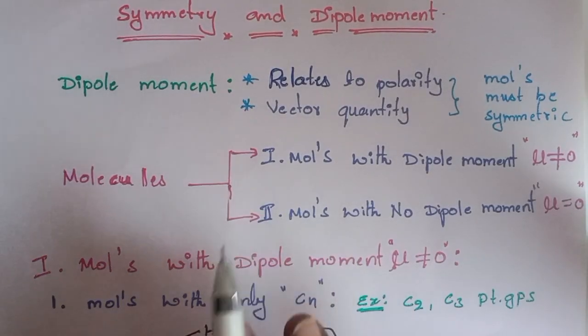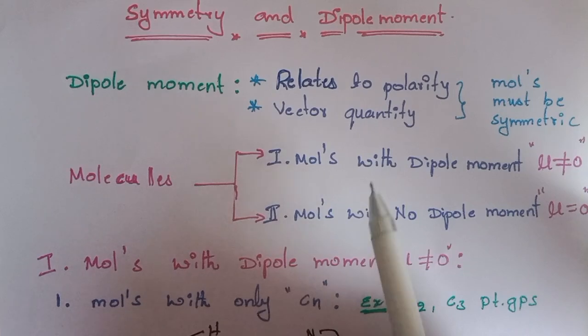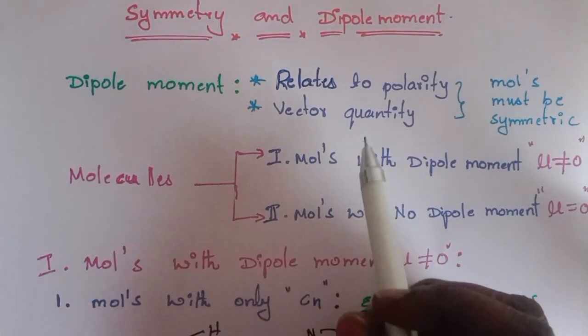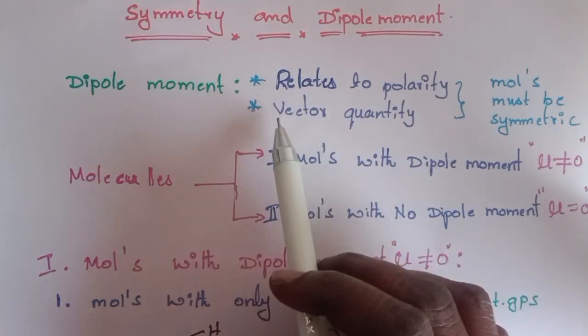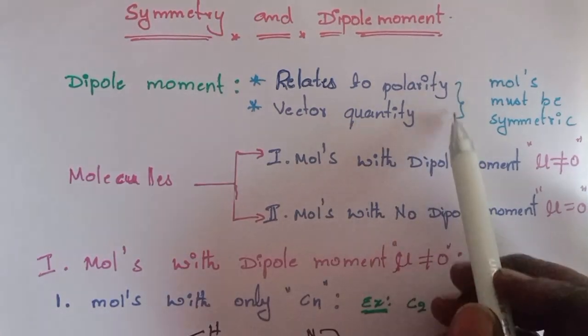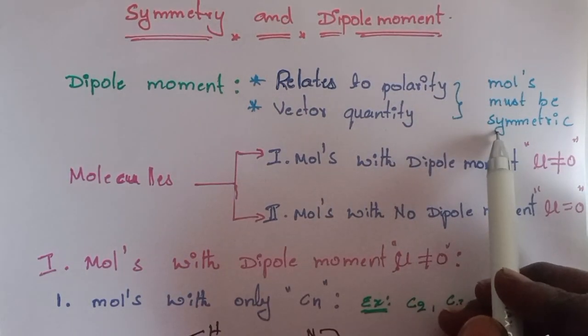Now we're going to discuss symmetry and dipole moment. What is dipole moment actually? Dipole moment relates to polarity, and it is a vector quantity. So if the molecule has these two qualities, it must be symmetric, right?